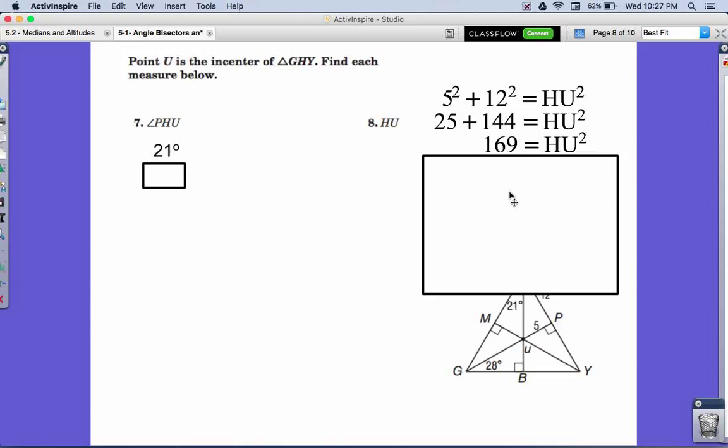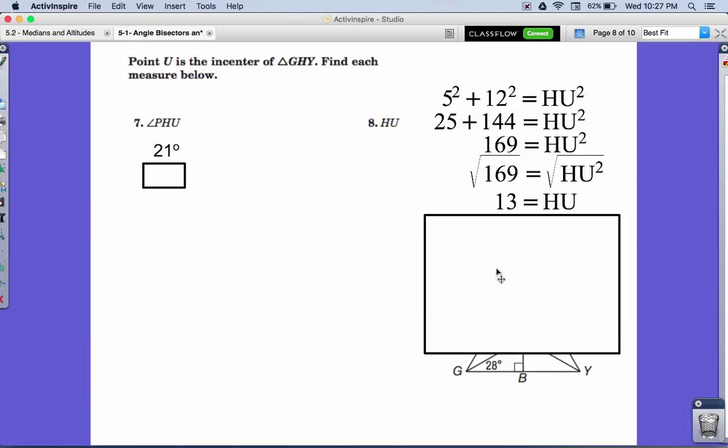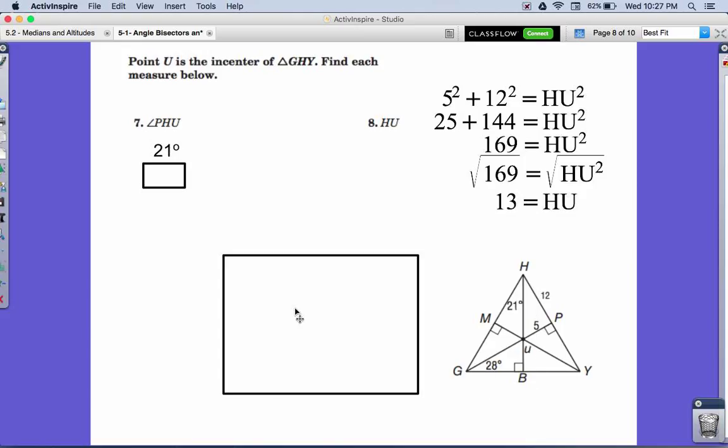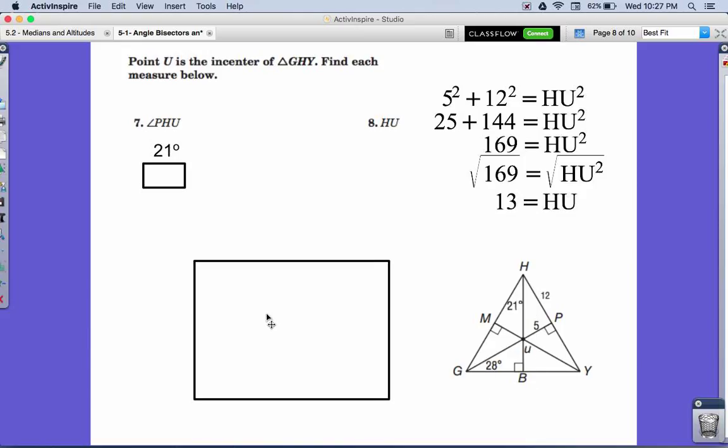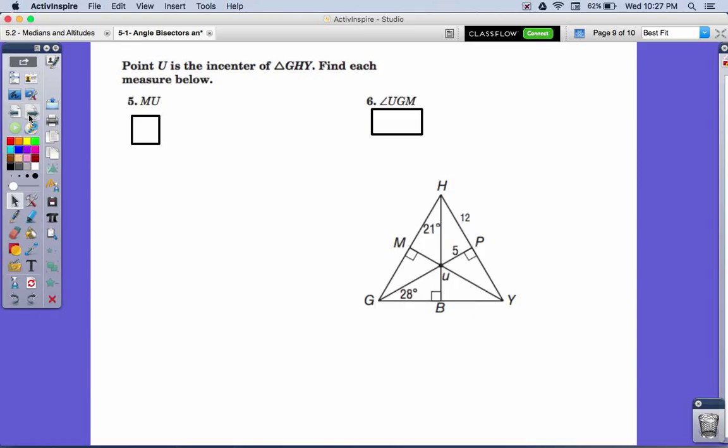So 169 equals HU squared. In order to get rid of a square, I need to take the square root. So I'm going to take the square root of both sides. And I get that 13 equals HU. So you should pause the video again and try these two.